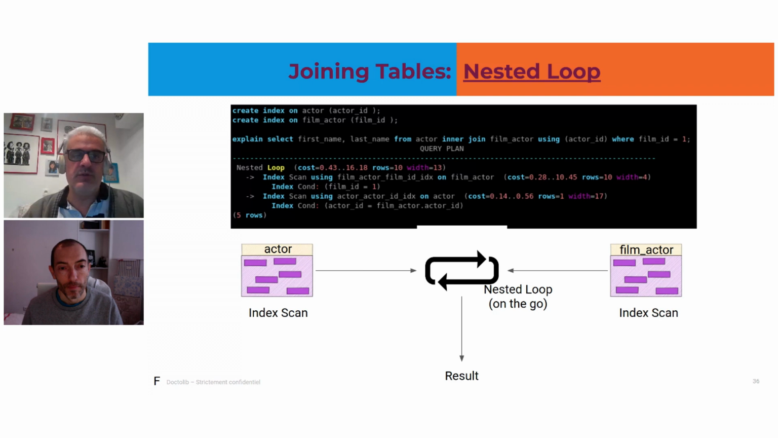Actually, it doesn't use any memory space. We don't need temporary files for that. We just loop over one result over the other on the go. And the cost for the first row is still quite low, and the cost for all the rows is a lot cheaper than the first example. So that's why indexes are important when we have queries that retrieve just a small part of the rows of the tables, just a small quantity of rows from the table.